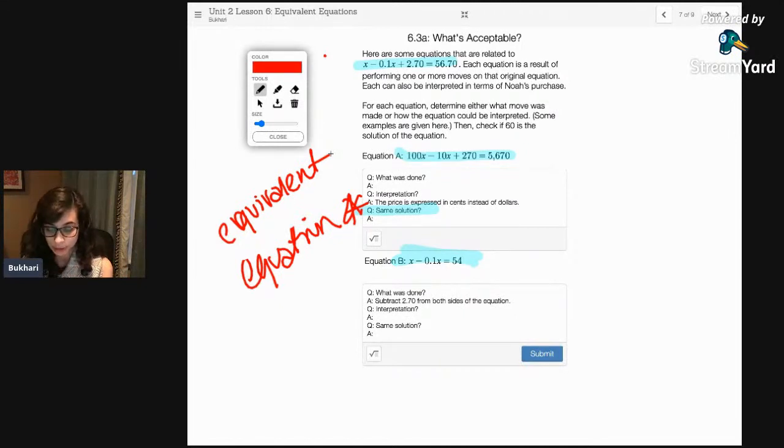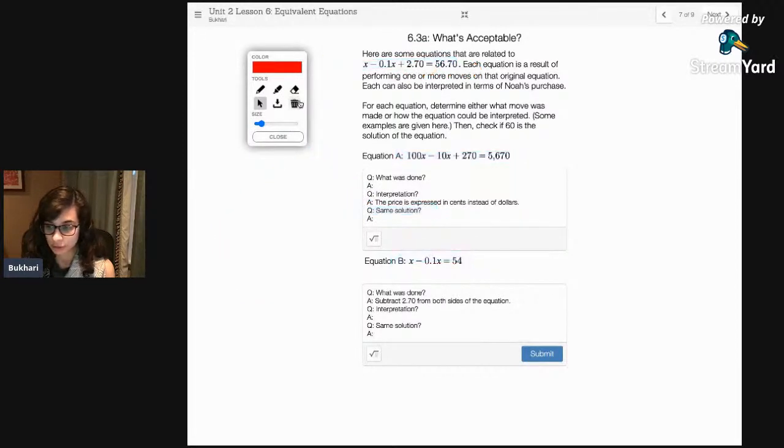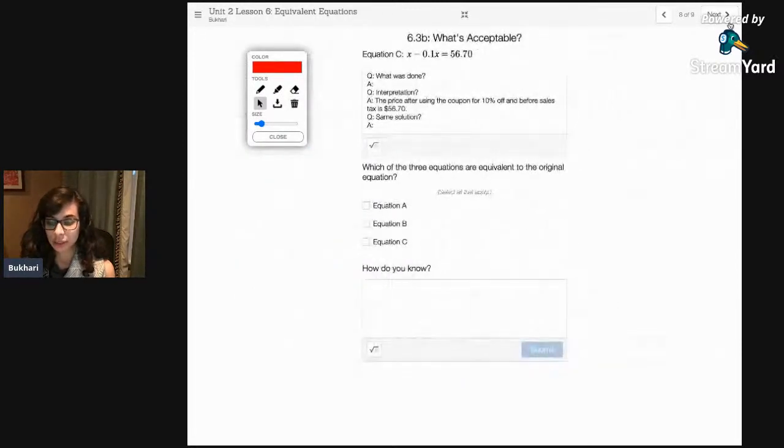And so with equation B, you also want to see that, right? You can see what has been done. I've subtracted $2.70 from both sides. And so what does that actually mean in context of this equation? And what is the solution? And therefore, is it an equivalent equation? So you want to do that for the next 2 slides.